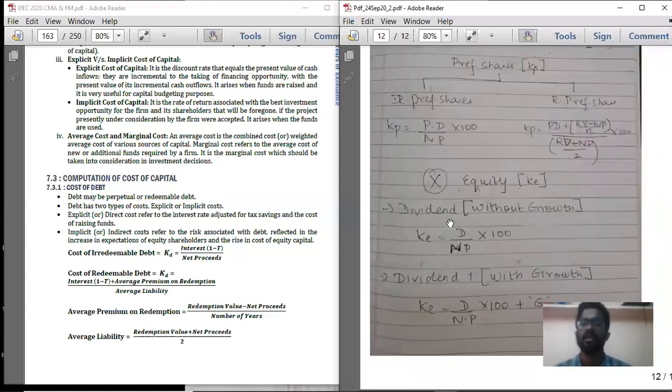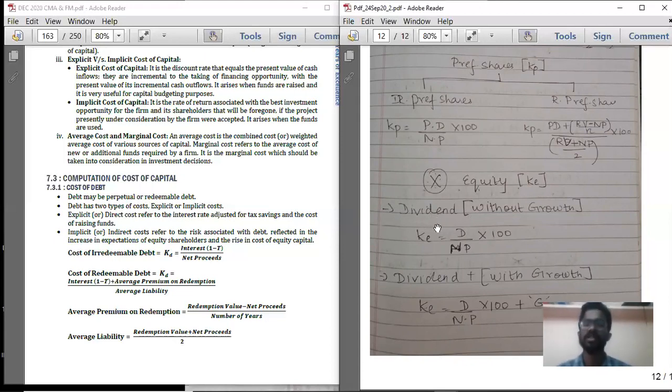So below that first arrow mark, dividend without growth. What is growth? Growth is nothing but a certain portion of growth which will be occurring in a company or a firm every year. That is called the growth element. Growth will always be given in percentage. You can also calculate growth; there is a formula for growth. We'll see it later, in the later part.